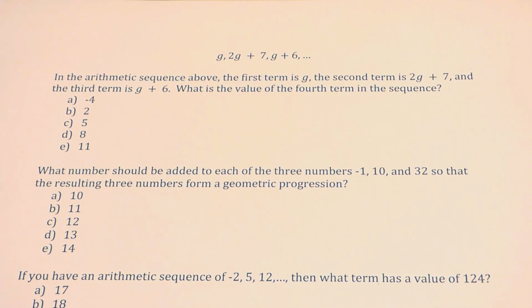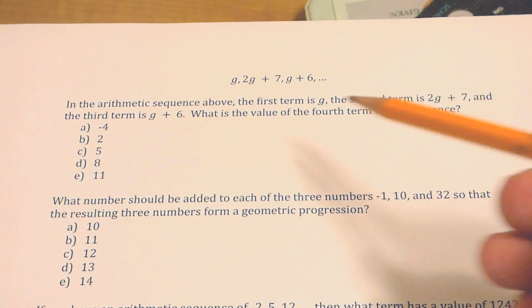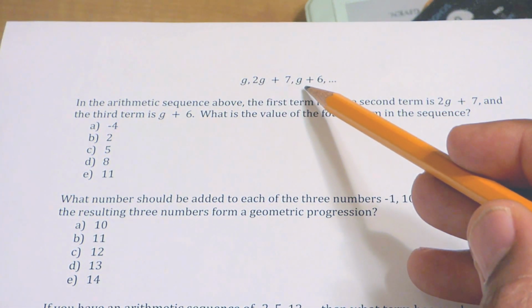Alright, so very first question. It says, in the arithmetic sequence above, the first term is g, the second term is 2g plus 7, and the third term is g plus 6. What is the value of the fourth term in the sequence? So essentially, they've given us three terms, and each term has a variable in it.